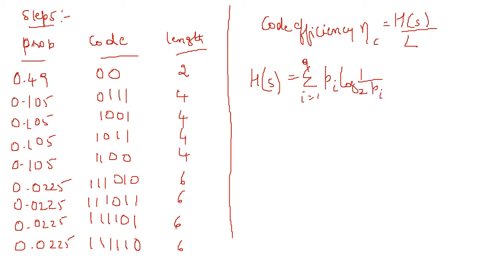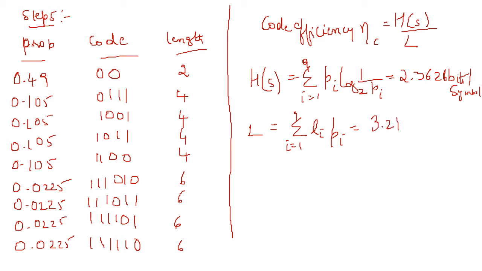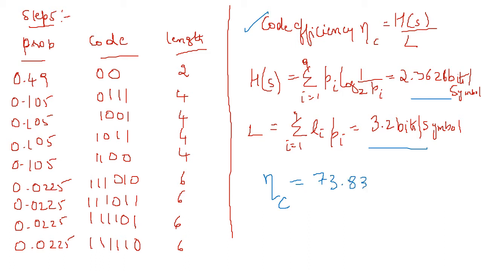So just substitute the value of probability, you will get the entropy. So you will get entropy as 2.362626 bits per symbol. So this is your entropy for the given probability values. Next, average length L is given by the formula summation i equal to 1 to Q, and Q is 9 here, Li into Pi. Substitute the respective length and probability, you will get the average code word length L as 3.2 bits per symbol. Now substitute the values of L and H(S) in the code efficiency equation, you will get efficiency eta c equal to 73.83%. So this will be the efficiency for your Shannon's encoding algorithm.